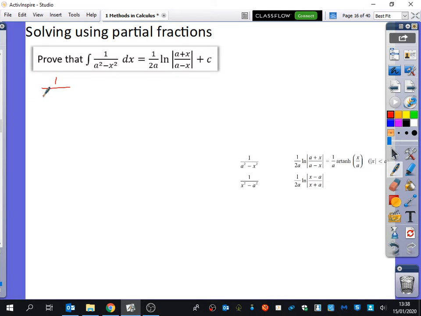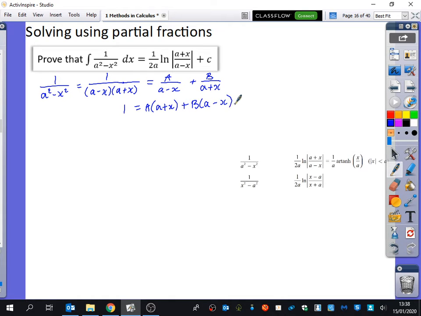We have 1 over a squared minus x squared. What do I need to do first of all? Factorize. Thank you. 1 over a minus x, a plus x, which we now know is going to be A over a minus x plus B over a plus x. So you get 1 is equal to A lowercase a plus x plus B lowercase a minus x. So what do I need to sub in? Minus a. So x is equal to minus a.